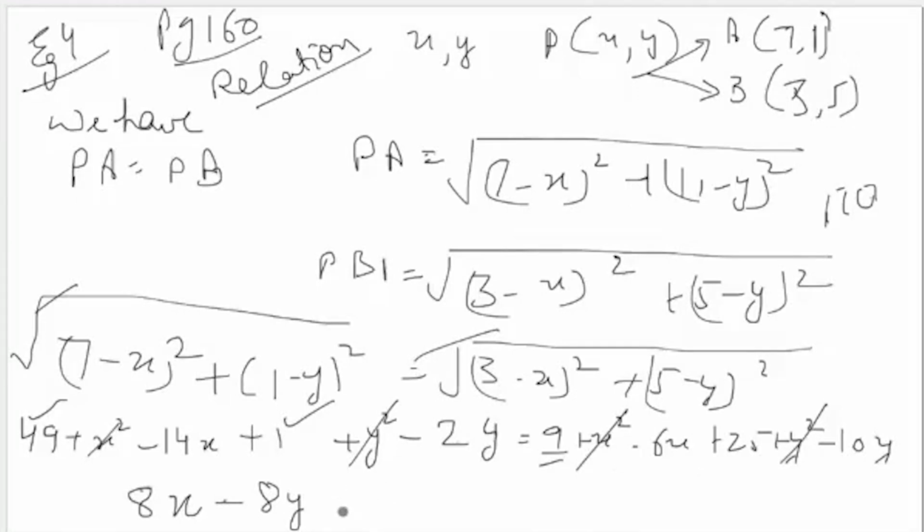45 minus 9, 25 minus 9, 16. So 50 here minus 16 is equal to 0. Divide the whole equation by 8, and we'll be getting x minus y minus 2 is equal to 0. This is your answer.